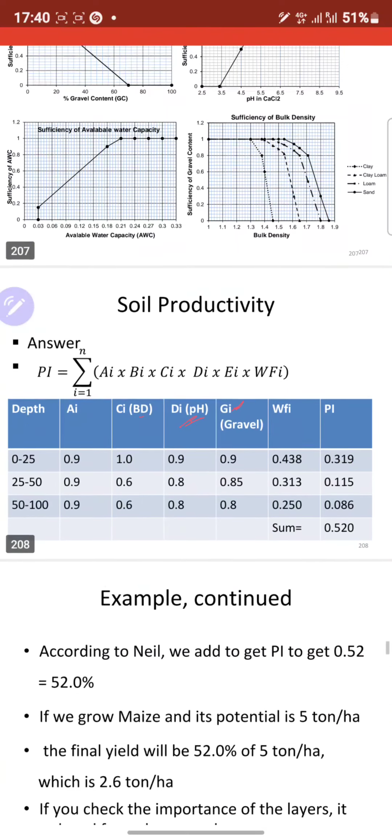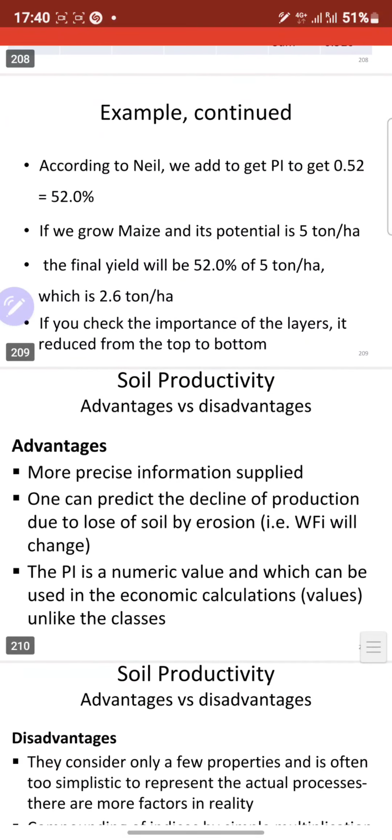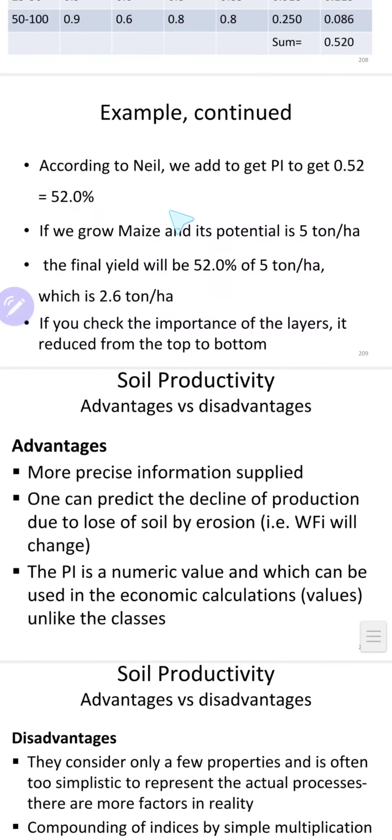Okay, here it goes. So 52% as the overall productivity index. That means if in a hectare you are expected to have the maximum yield of 5 tons per hectare, then you just get 52% of this, which is 2.6 tons per hectare.